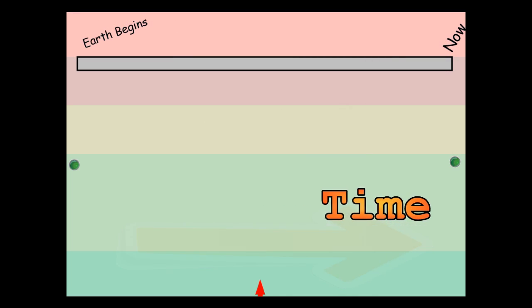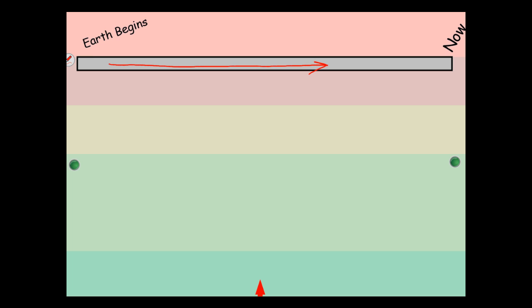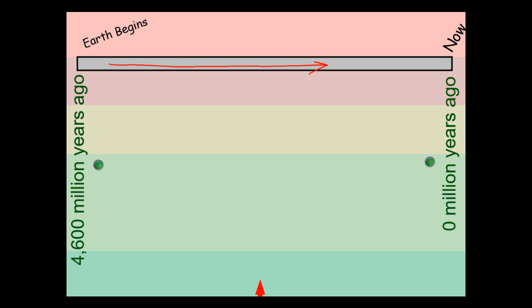We can also create a timeline for the Earth. See here, just as in Ben's timeline, time moves from left to right. The Earth began over here in the left, 4,600 million years ago, as did the rest of the solar system. And over here on the right side is, well, 0 million years ago. That's right now.